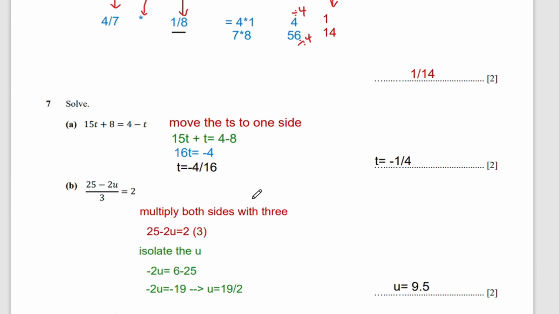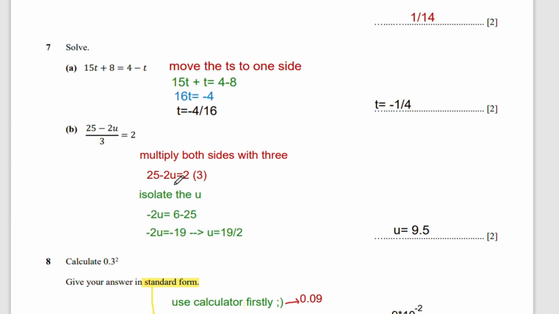Going to question 7. 7 is telling us to solve 15t plus 8 is equal to 4 minus t. So we will move the similar values to one side. So we will move the negative t to the side of 15t or the opposite, and you will move 8, positive 8 to positive 4 on a single side. So 15t plus t on this side, and then we move the 8 to the other side, becoming a negative value, or we can subtract 8 from both sides if you want, like that.